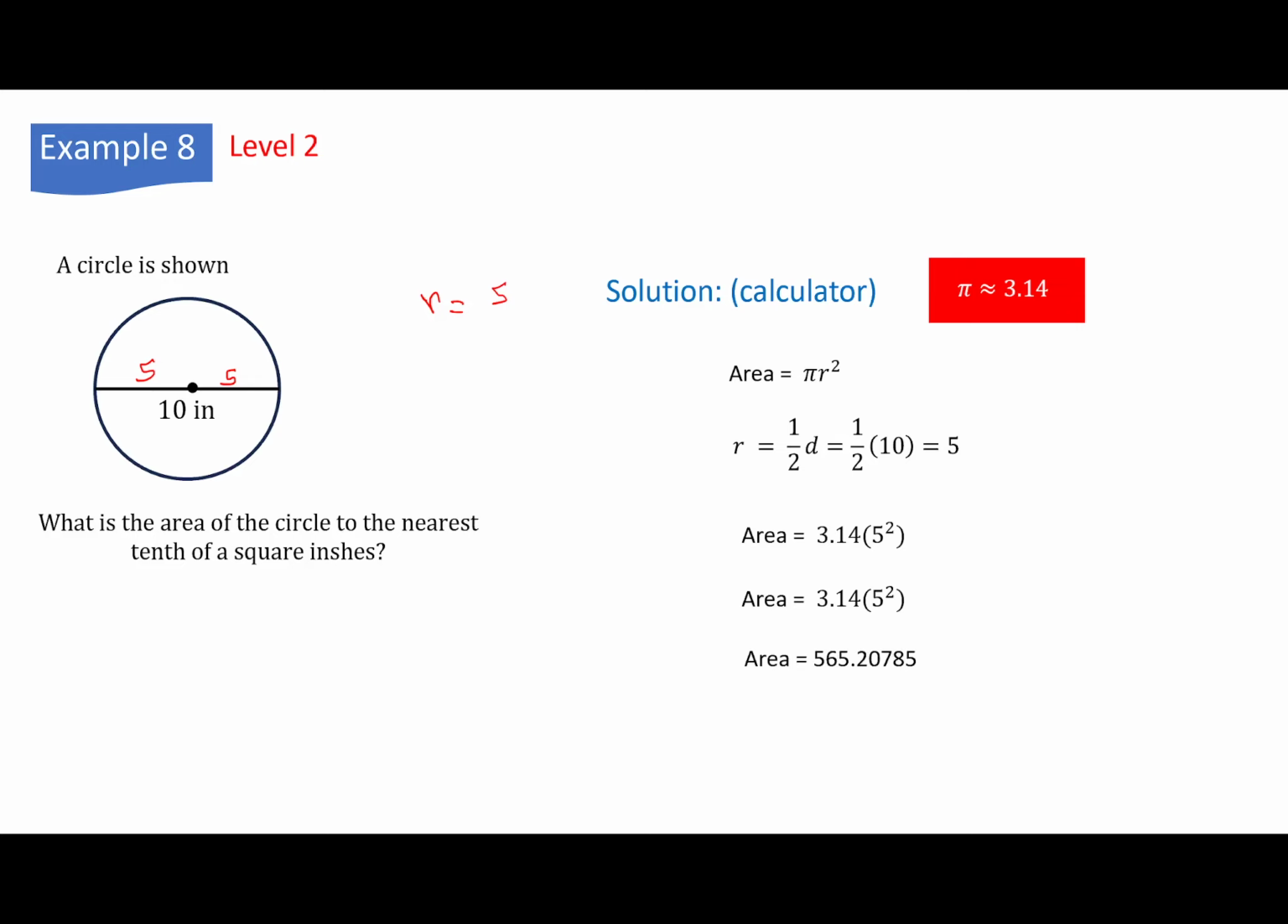So area is equal to 565.20784. I need only 1 decimal place after that. So here I need to stop because this one is less than 5, then the rest is gone. So 565.2 square inches. Make sure to use the unit. This is inches squared, okay, because it's an area.